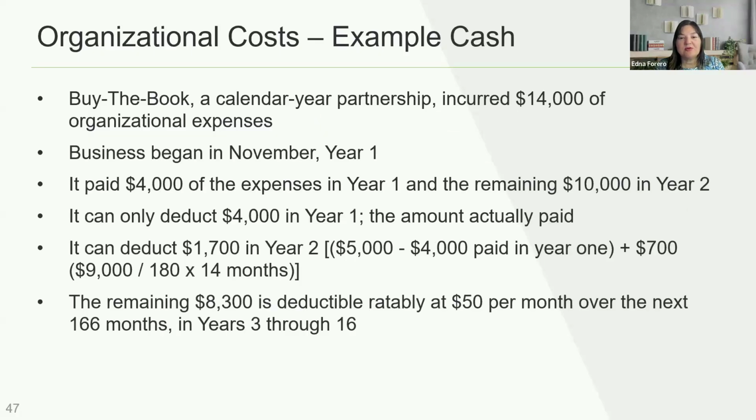Now, the corporation using the cash method of accounting can amortize the cost in that first year, even if it doesn't pay them in that first year. But a partnership that's using the cash method can deduct the organizational cost only if it's been paid. Again, remember, accrual versus cash is going to be different.